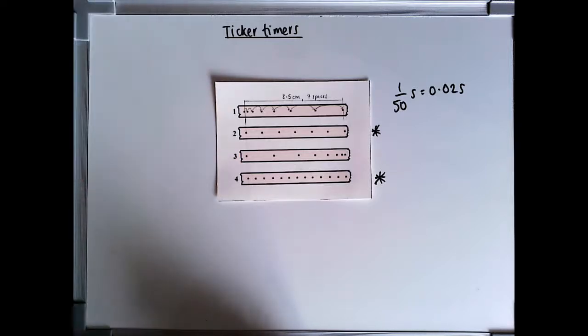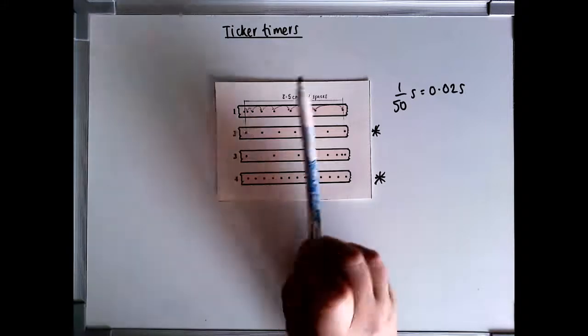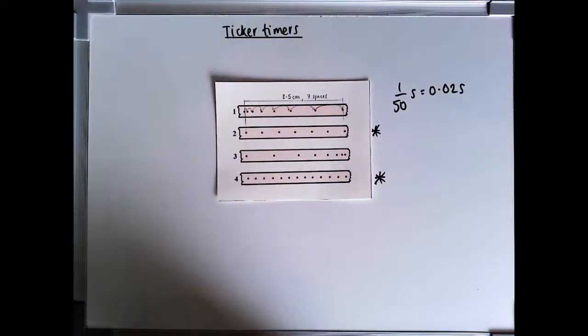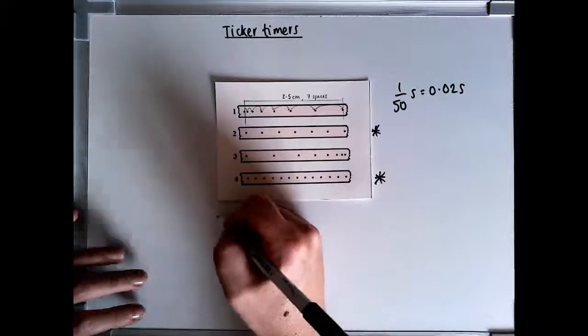If I pulled from left to right and I look at number 1, as I've pulled it through, the distance between each dot has got bigger. So what that means is initially the paper doesn't move very far through the timer every 0.02 seconds, but it speeds up, and by the end of the paper has moved a much bigger distance in that 0.02 seconds. Okay, now this is really important.